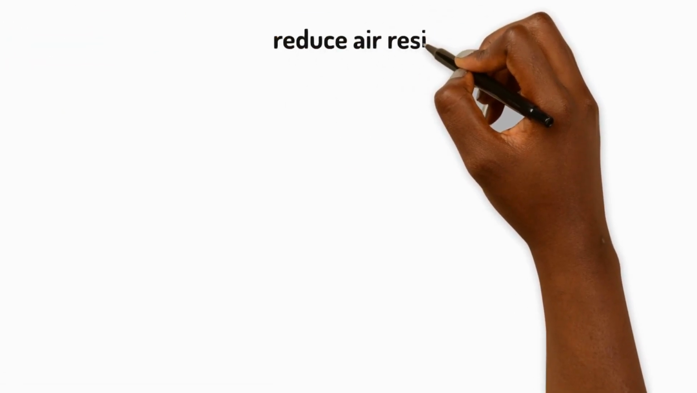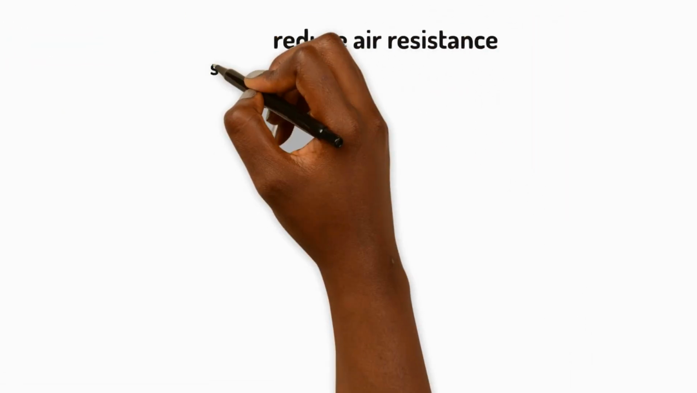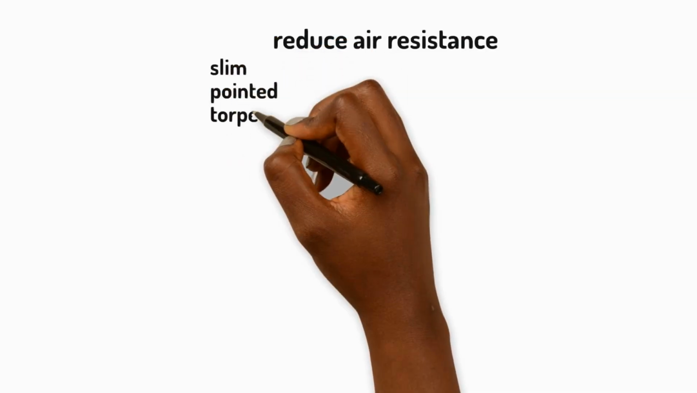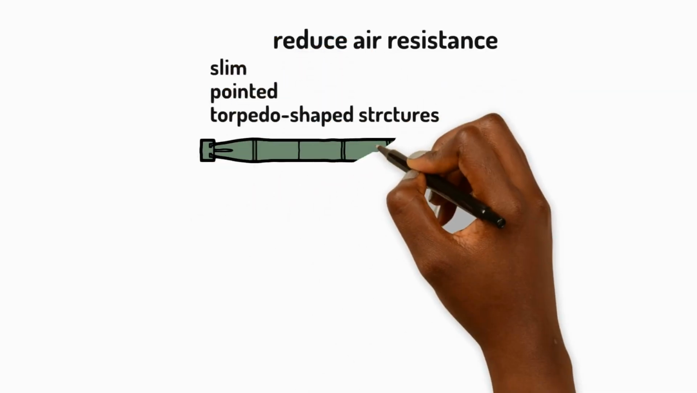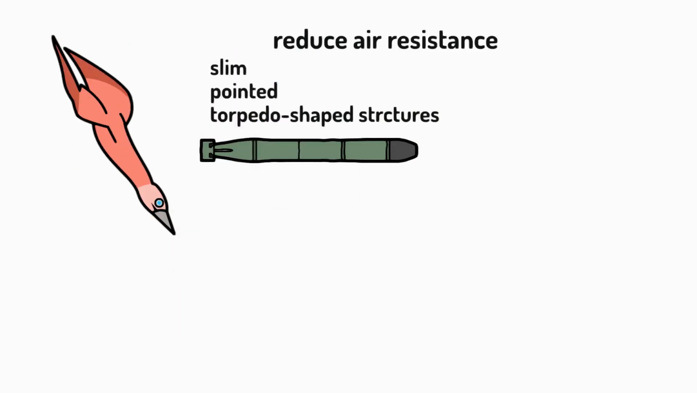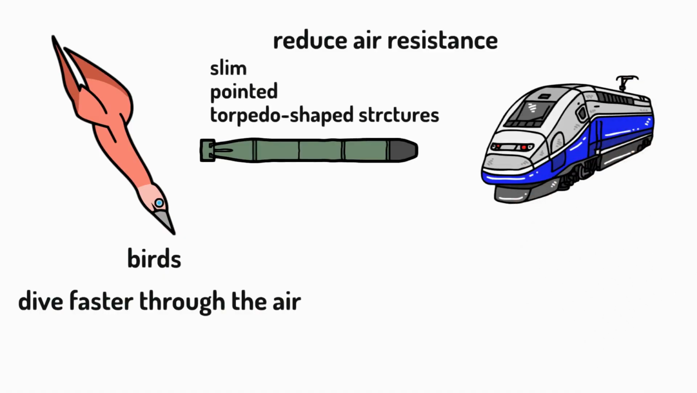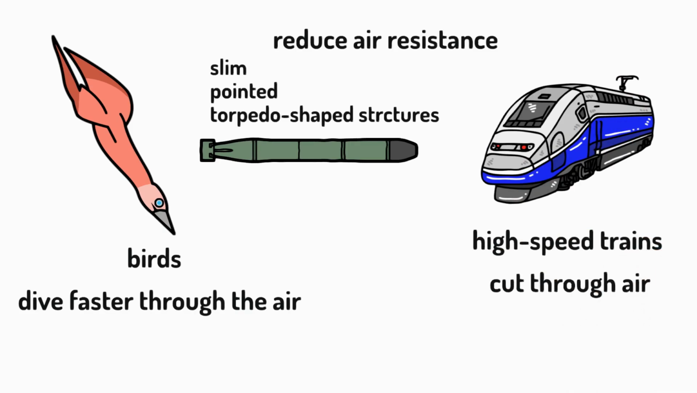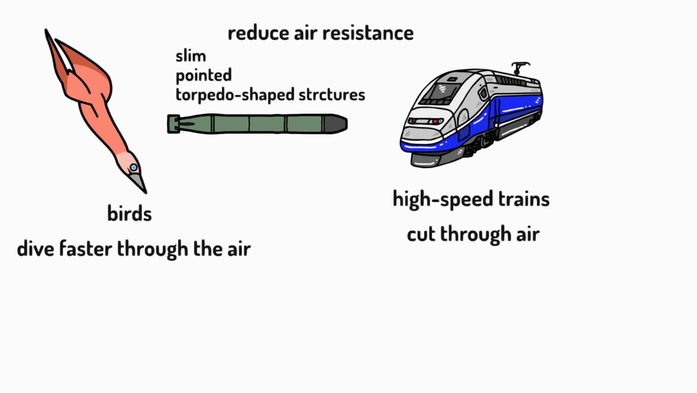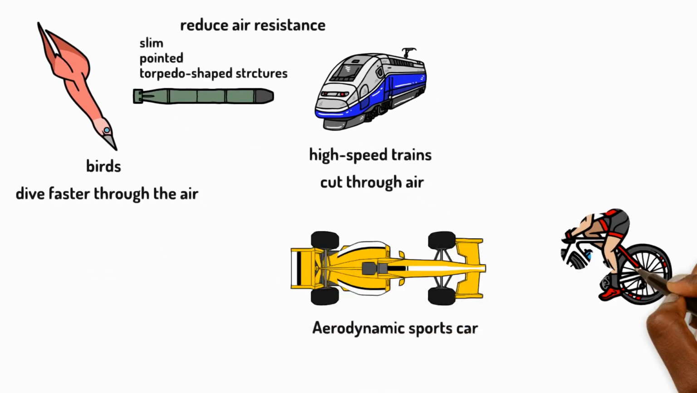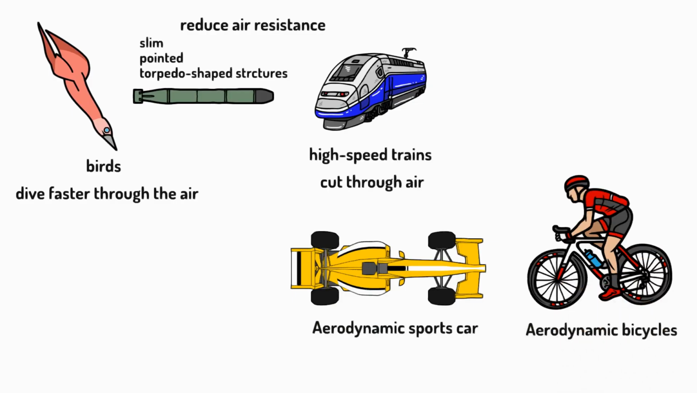We can reduce air resistance by using objects with slim, pointed, torpedo-shaped structures. This shape is seen in nature when birds tuck in their wings to dive faster through the air, or when engineers make high-speed trains that can cut through air easily. Aerodynamic sports cars and bicycles also have this torpedo shape, and this makes it harder for air resistance to slow things down.